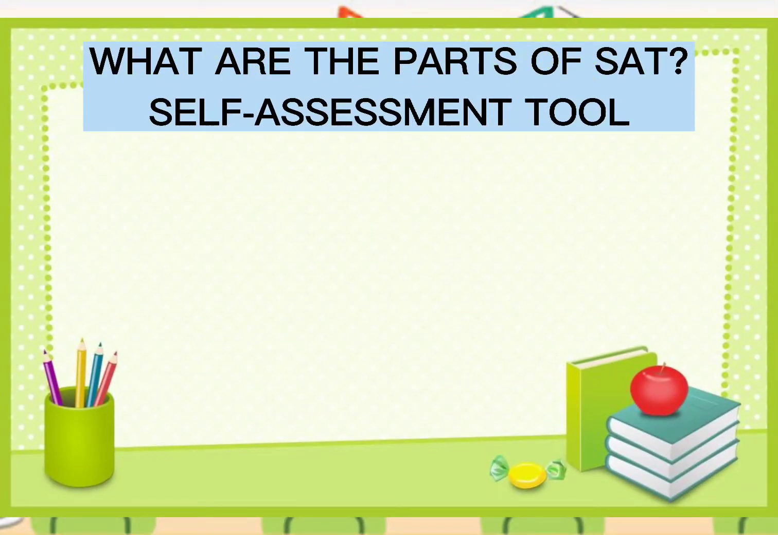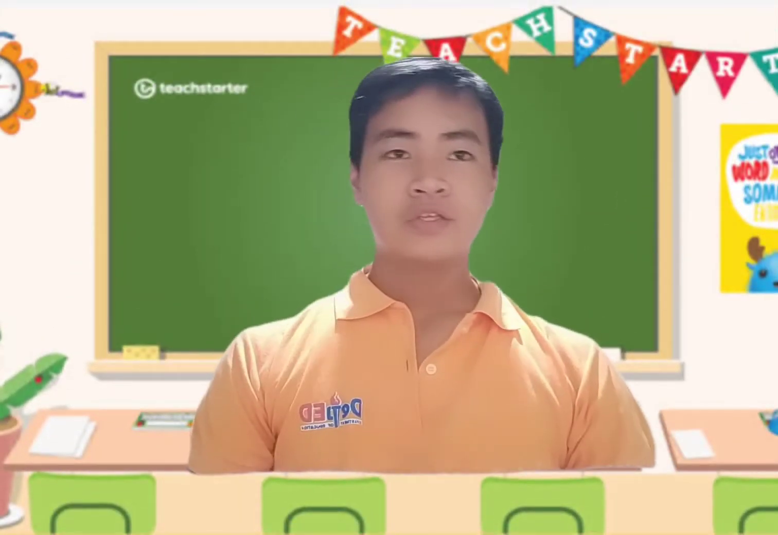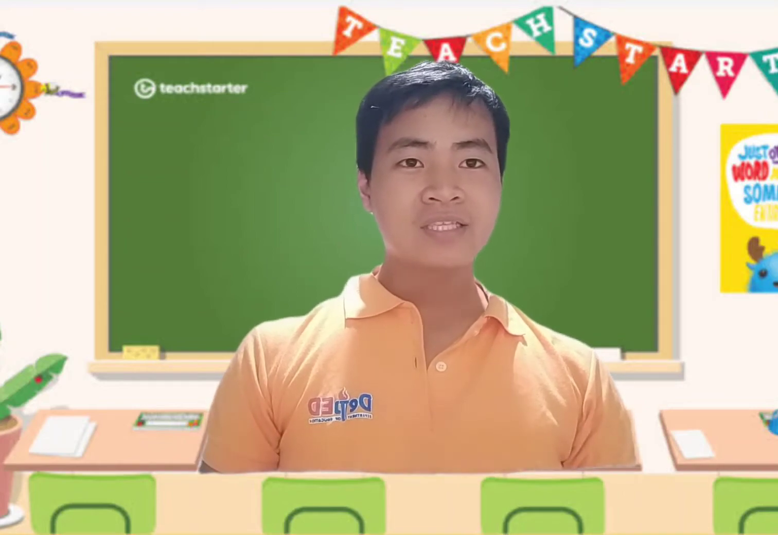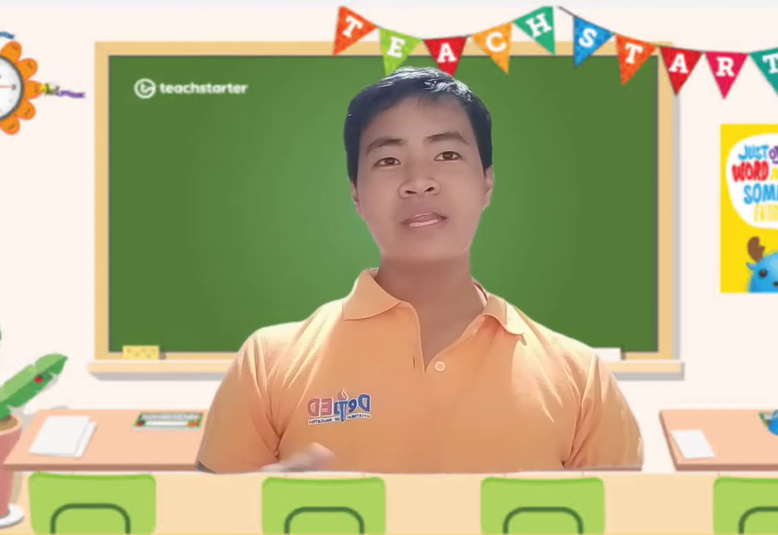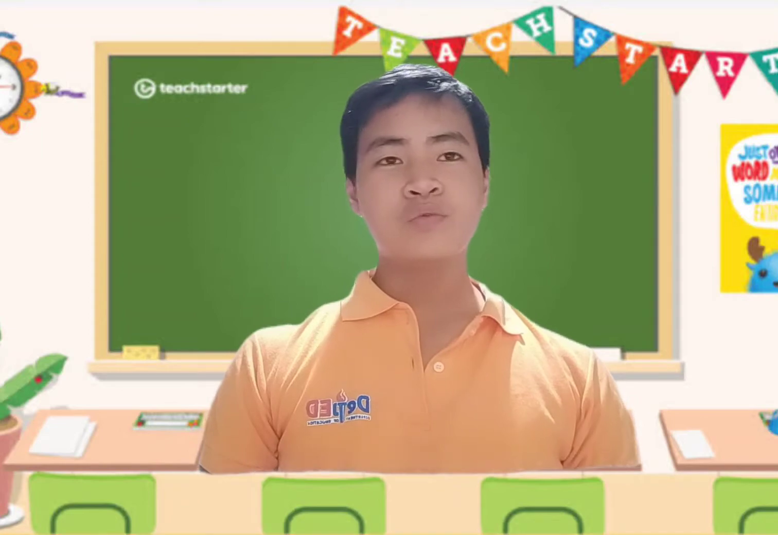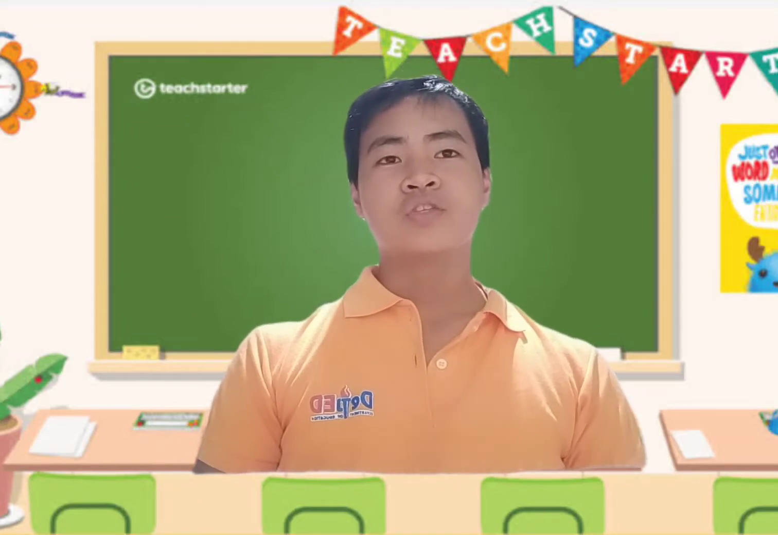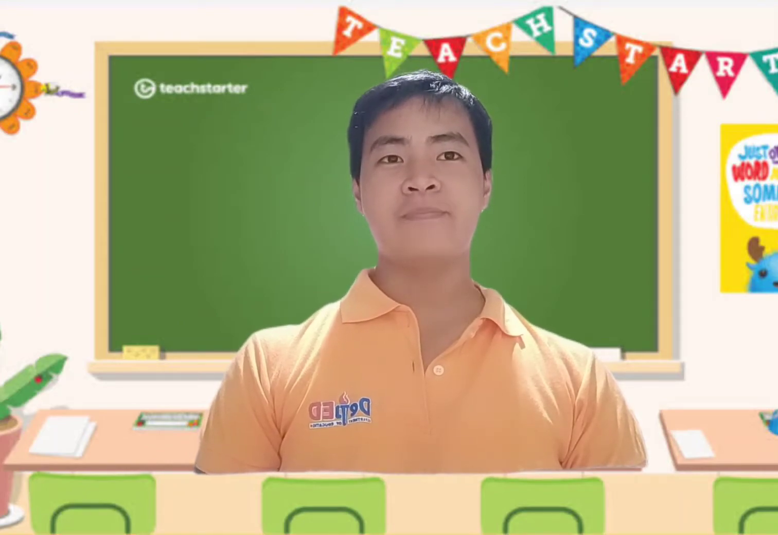Next, what are the parts of the ESAT, or self-assessment tool? Here are the parts: the introduction, demographic profile, objectives, and core behavioral competencies. Later on, we will discuss those parts of the self-assessment tool, and remember that we need to keep our information confidential because it could be used by other people. So we need to be careful with the information that we are going to input.